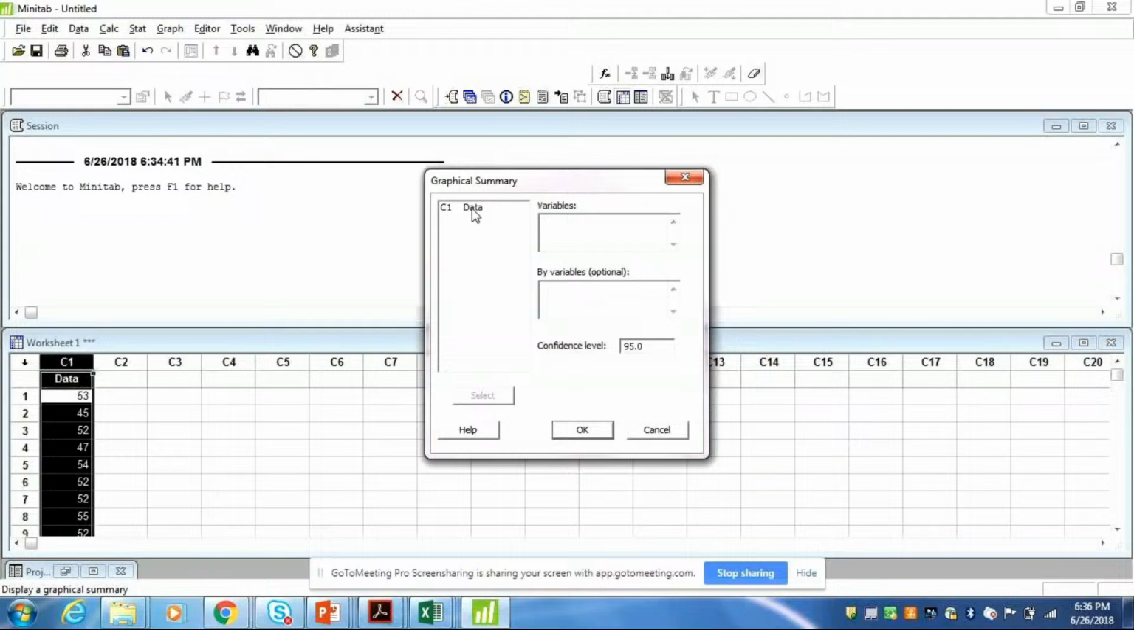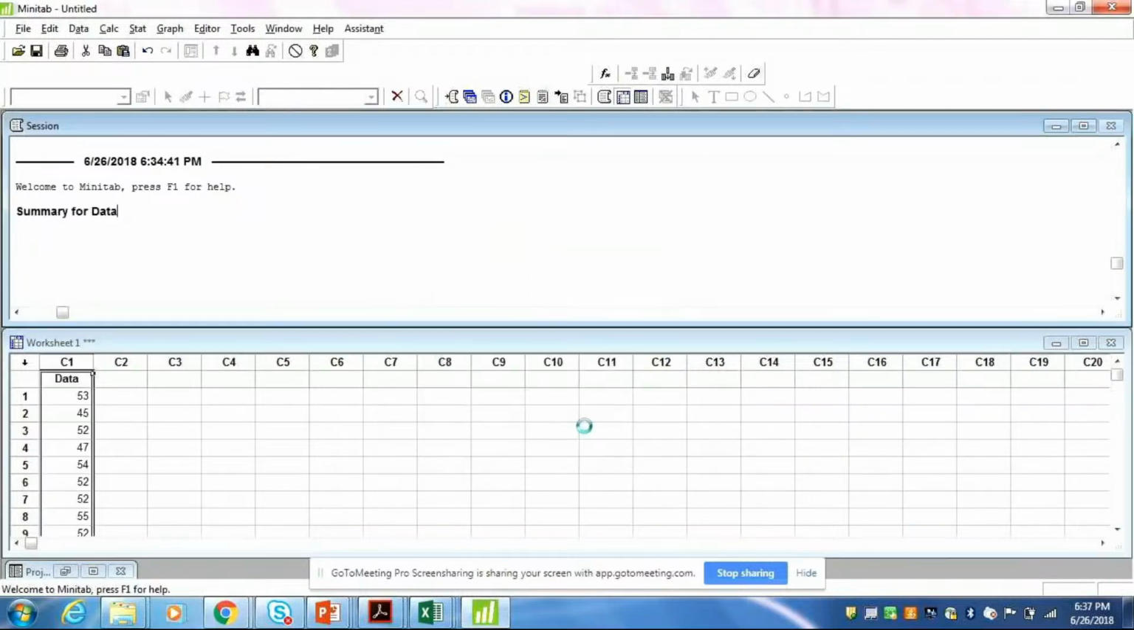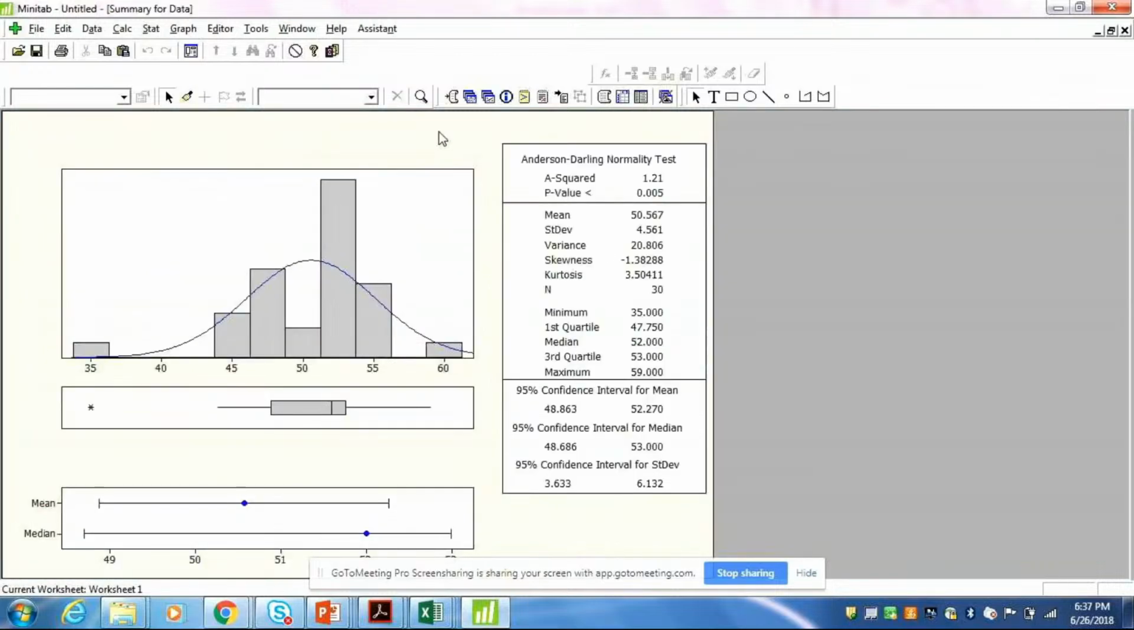There are various ways through which you can bring this data to variables. One is you can double click, or what you can do is highlight it and then click on Select, or you can simply type C1. Okay. So I'll simply type C1 here and then click on OK. Did you get the same chart? Yep. Looks identical. All right, perfect.